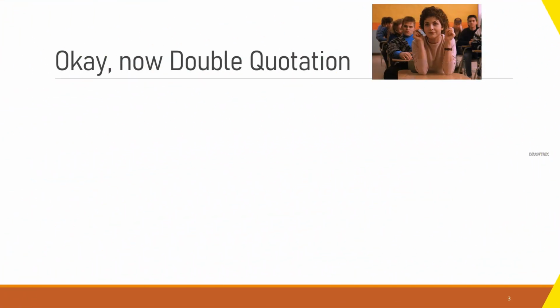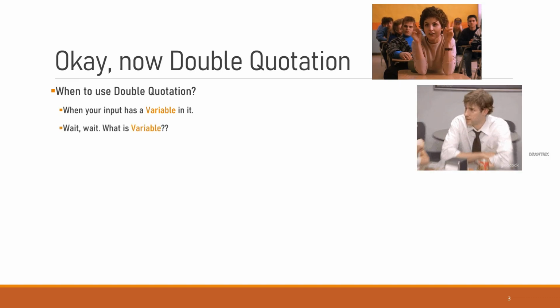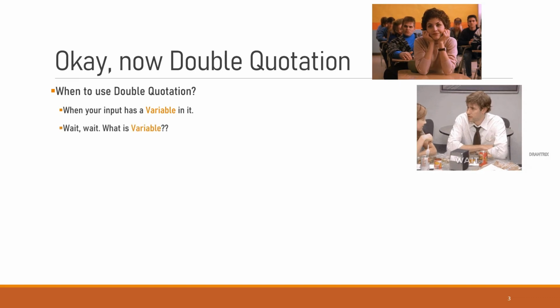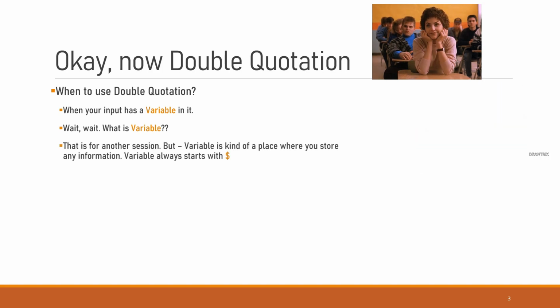Okay, so now double quotation. When to use double quotation? Whenever your input has a variable in it. Wait, what is a variable? I know we haven't covered what a variable is yet, but anyhow, a variable is a place where you store any information. And a variable always starts with the dollar symbol. So let's go with an example.